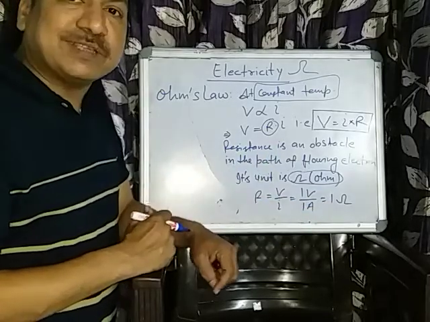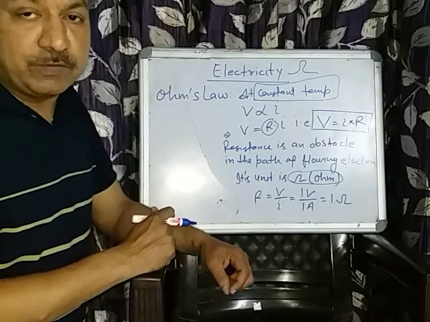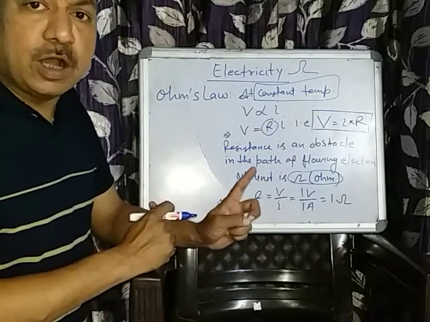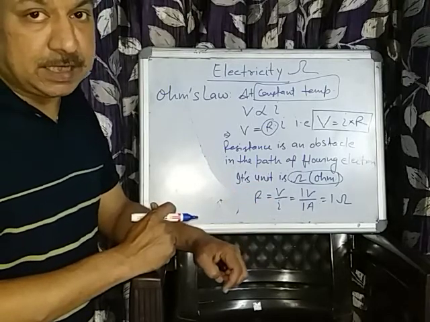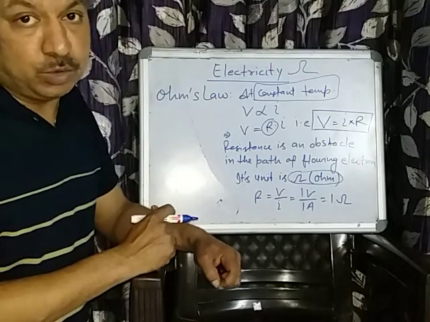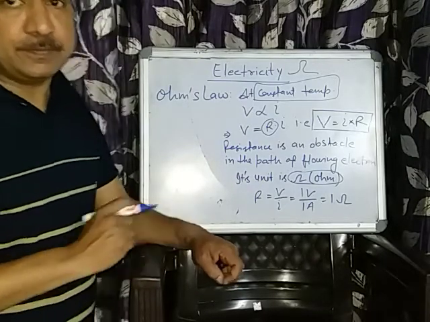It means 1 ohm is defined as: if a potential of 1 volt is applied across the terminals of the cell, and due to a wire it is taking 1 ampere current in the circuit, then of course the resistance of the wire connected in the circuit is 1 ohm. Is that clear? Thank you.